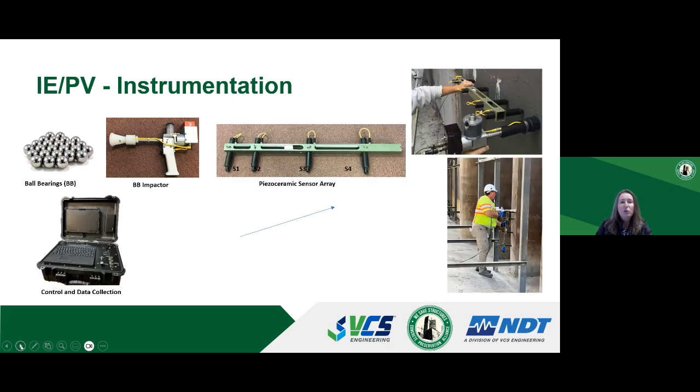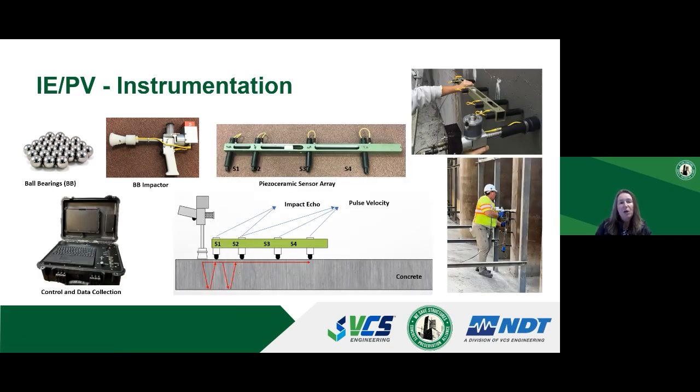The equipment that we use has an impact device that is powered by compressed gas that shoots a BB at the concrete surface. The BB impact generates a wave in the concrete, and the propagation of the wave is monitored by a force sensor array. The array that we have is 2.5 feet long and has sensors at a known spacing. The signal picked up by the array is recorded by the computer.